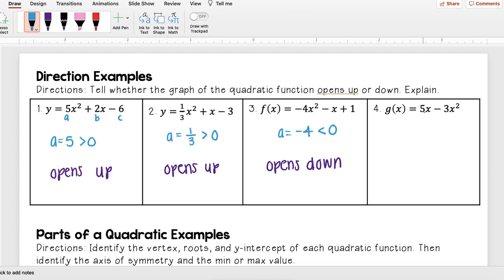Okay, now look at this last one. First, is it in standard form? No, this one isn't. My x squared term is second. So I'm going to first change this to be standard form. And here, remember that this minus sign is staying with that 3. So this is really a -3x squared. This 5 is positive, so it's still going to stay positive. So here a equals -3, which is less than 0. So that means that this one also opens down.